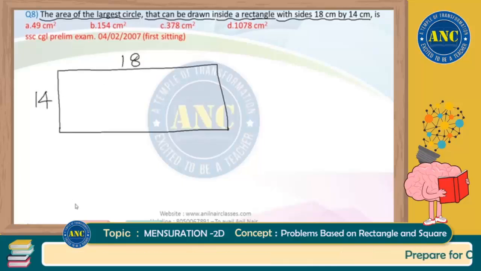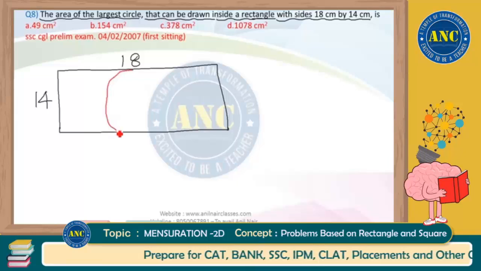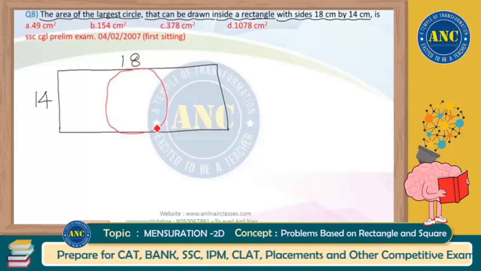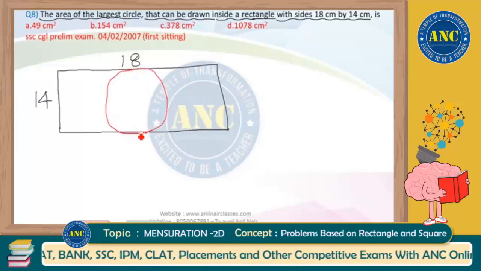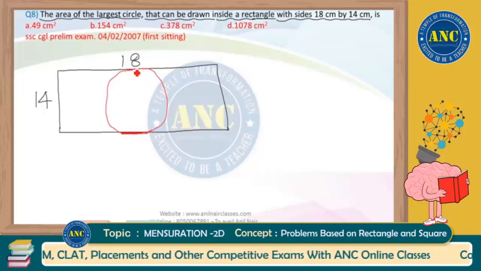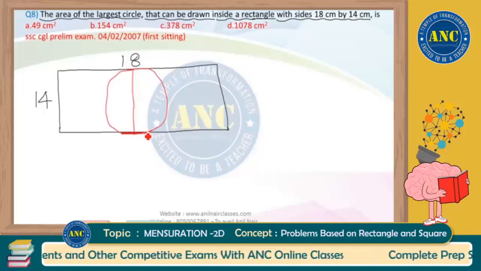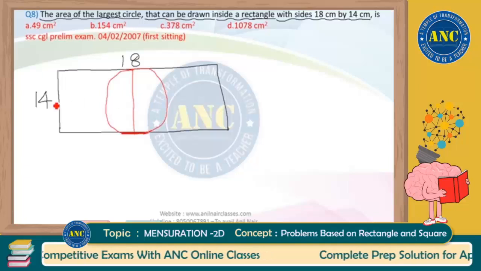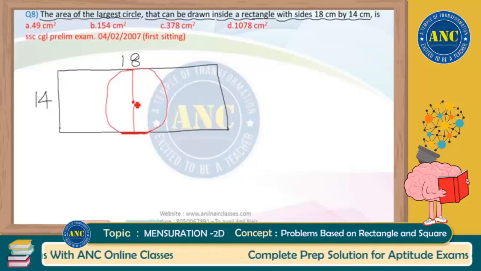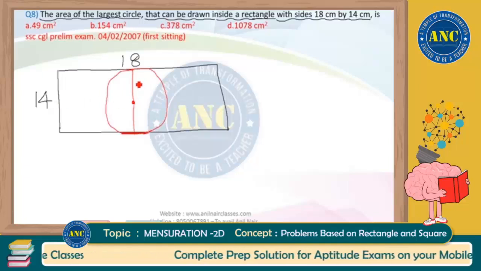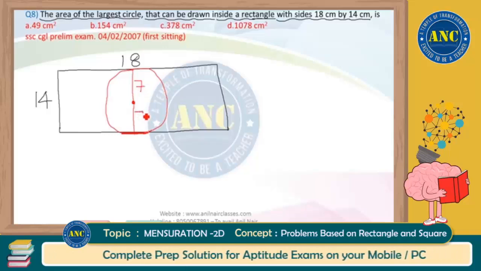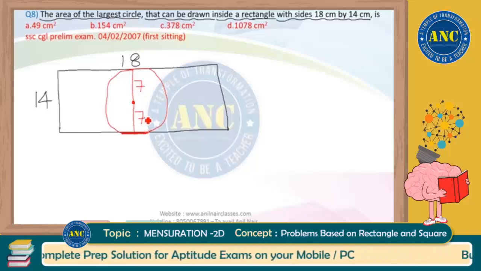Now I want to insert a circle in this. That means the greatest circle can be like this. The largest area circle can be like this. That means this entire thing becomes the diameter of the circle right now, which is 14 centimeters. And this is the center of the circle. This becomes 14 by 2, 7. This also will become 14 by 2, 7.